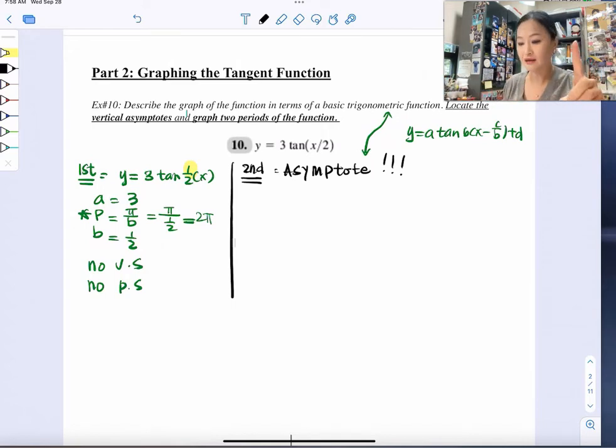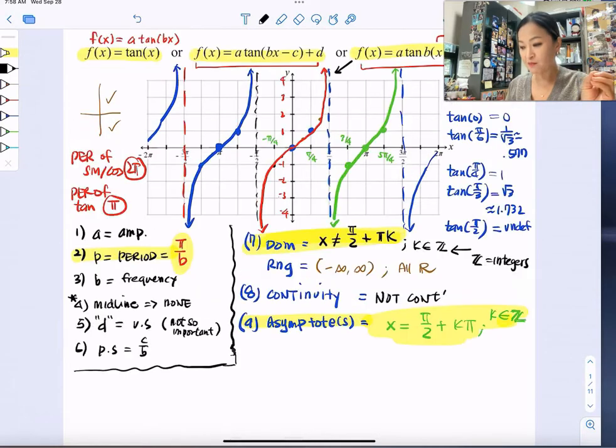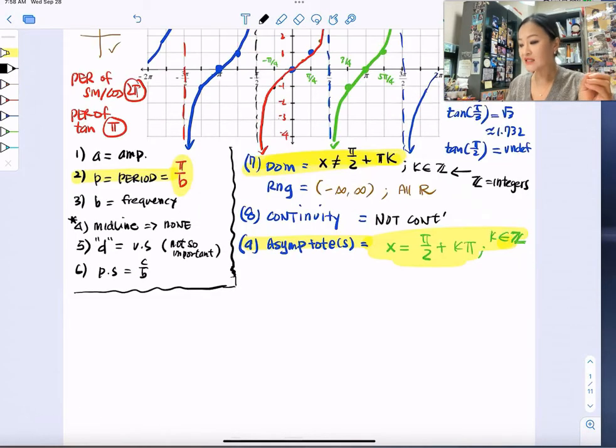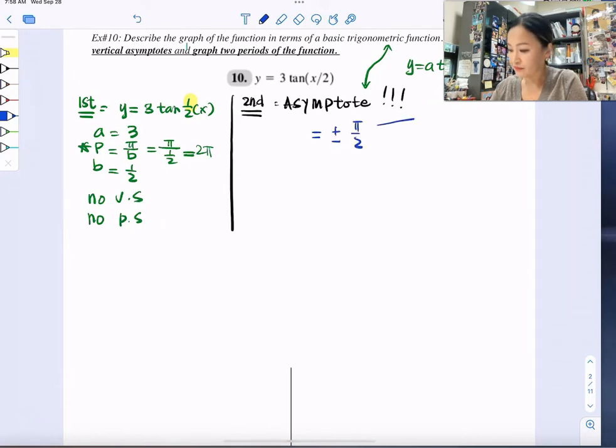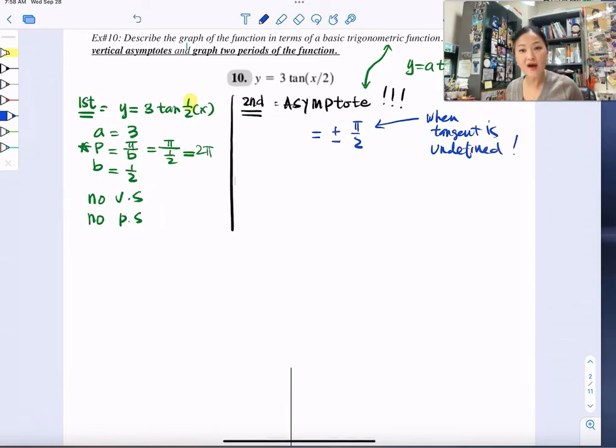Now, check out this technique. This method is so beautiful. Are you ready? Now, I want to know, when does the typical asymptote happen? Or in a tangent graph, when is it first undefined? You're right. The tangent graph is always undefined at plus or negative pi over 2. That's when tangent is undefined. I want you to remember that. And we all know that already.